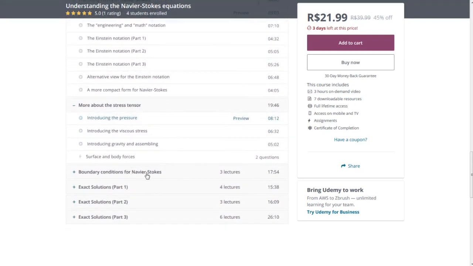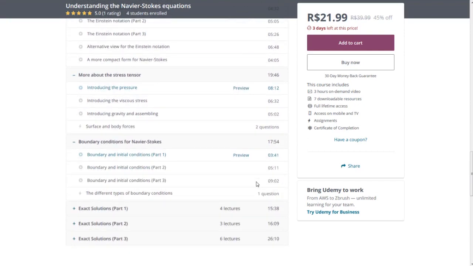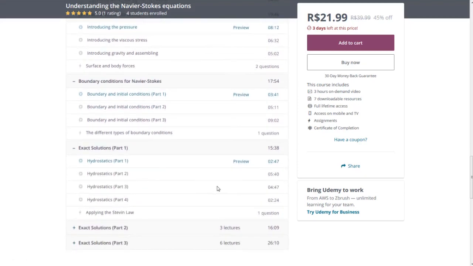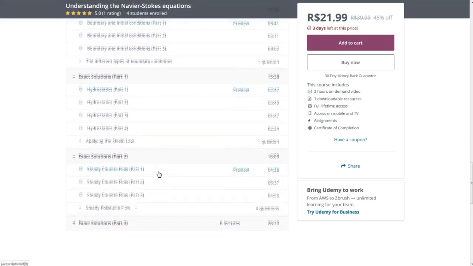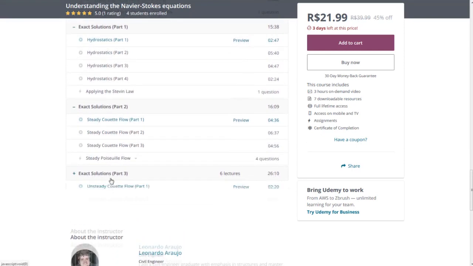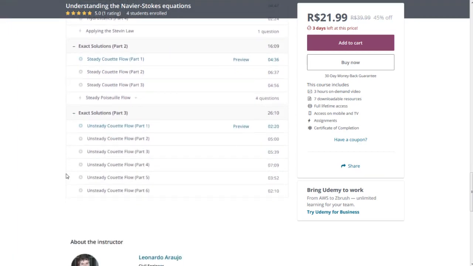Boundary conditions will be covered in the fourth part of the course. We will talk about how they appear in the context of fluid dynamics, how to recognize them and work with them. In the fifth and final section, which is a more practical one, we will obtain exact solutions of the Navier-Stokes equations by solving boundary and initial value problems.